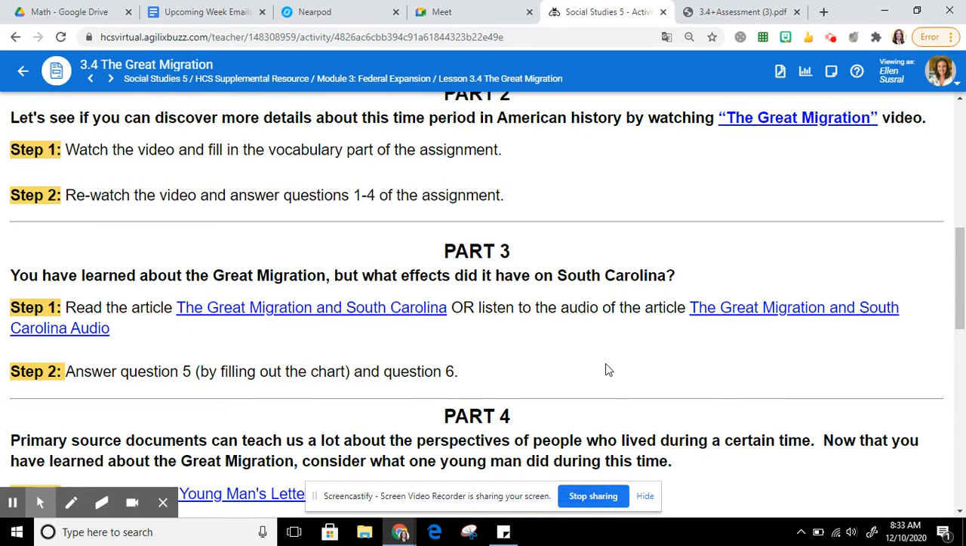It says, you have learned about the Great Migration, but what effects did it have on South Carolina? So now we're focusing on our state of South Carolina. Step 1 is to read the article, The Great Migration and South Carolina. If you don't want to read it, you can also listen to it being read by clicking on this link. And then you're going to answer question 5 by filling out the chart and question 6.